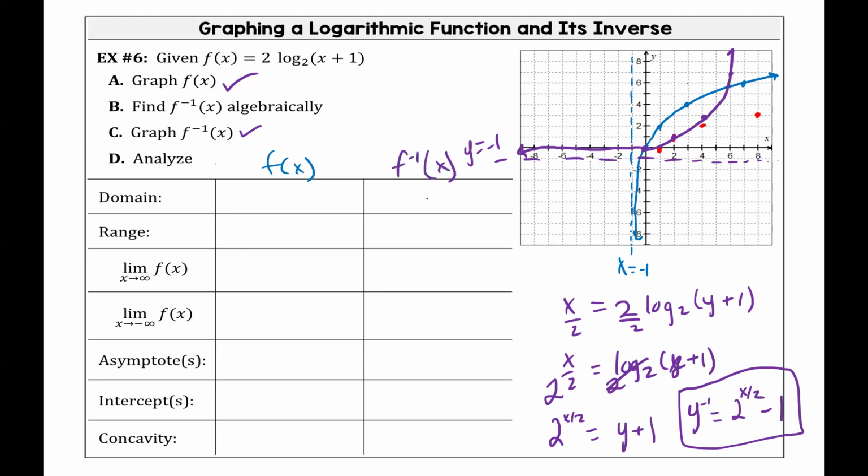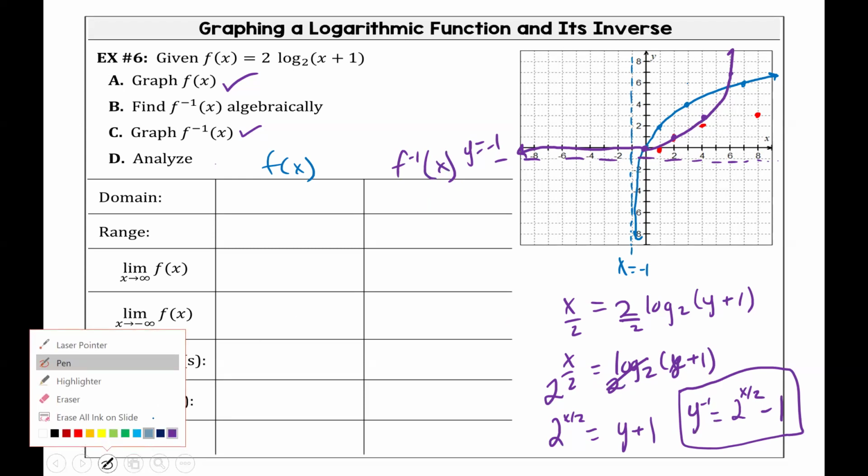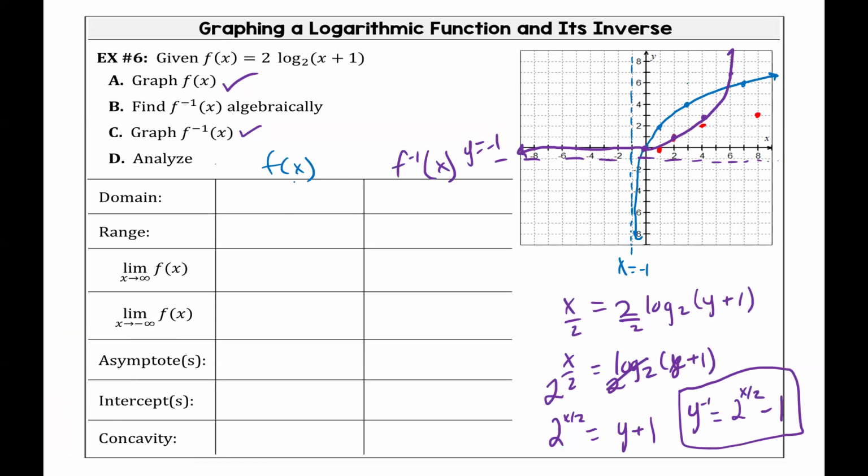Okay, so we're going to talk about domain and range here. What's the domain for my original function? -1 to infinity. What's the range? All real numbers. What happens to my limit as f of x, as x goes to infinity? What's happening to y? Positive infinity. What's happening to f of x as x goes to negative infinity? It's going to negative infinity.